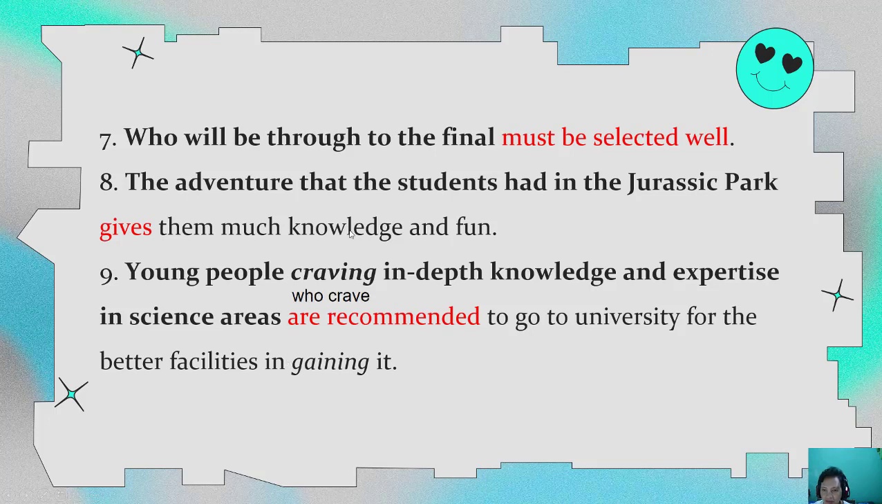This is an adjective clause. Young people who crave, it is an adjective clause. And then we shorten the form, it becomes a present participle, then it explains young people. That's why it is not the main predicate. It is not the predicate.